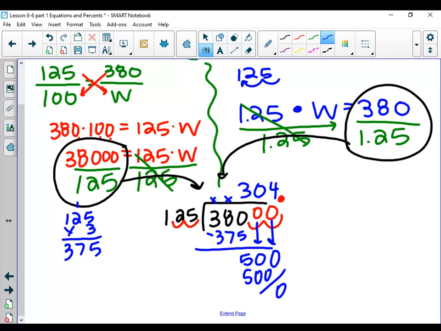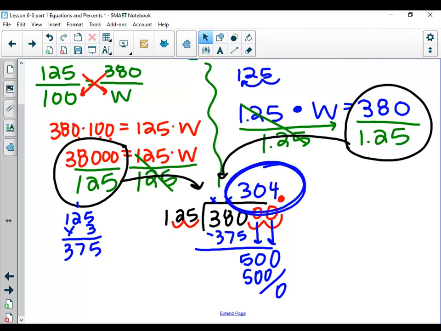Both people should get 304. Set it up on your paper, people.